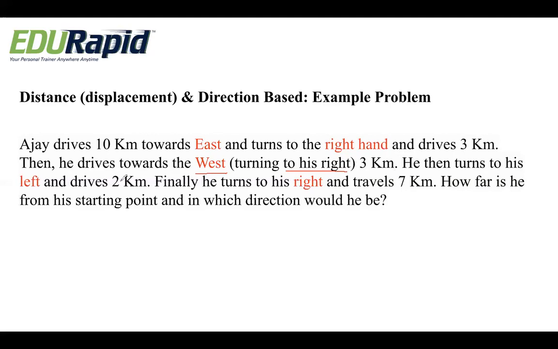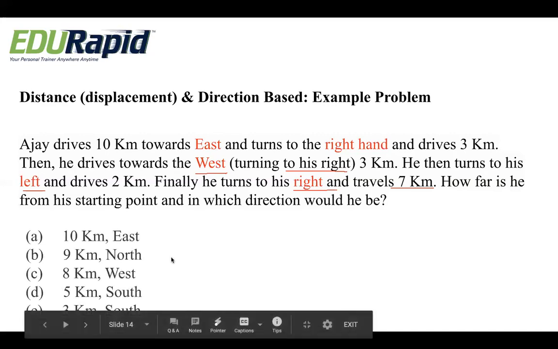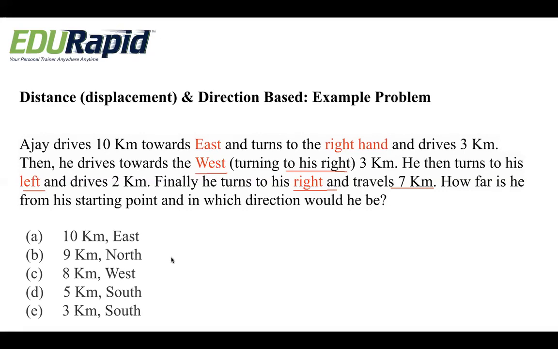He then turns to his left and drives 2 kilometers. Finally, he turns to his right and travels 7 kilometers. How far is he from his starting point and in which direction would he be? The options are 10 kilometers east, 9 kilometers north, 8 kilometers west, 5 kilometers south, and 3 kilometers south.